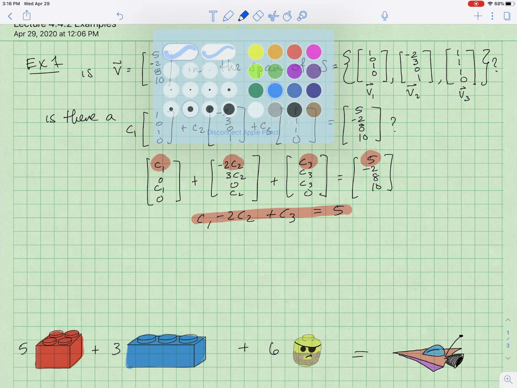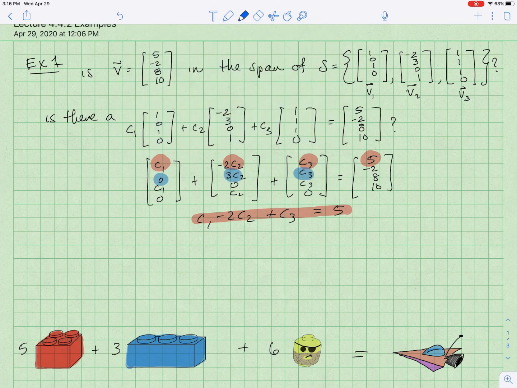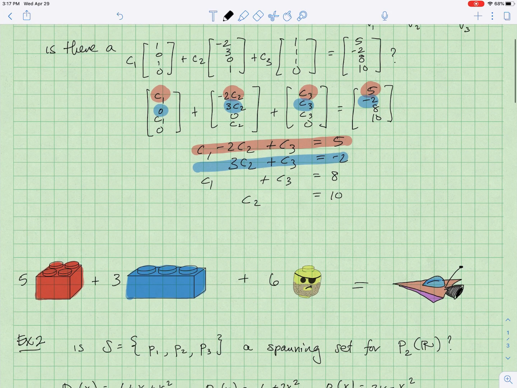My next equation will come from adding up the second row. And so I will get the equation 0 plus 3C2 plus C3 is equal to negative 2, and so on and so forth. So this will be C1 plus C3 is equal to 8, and then it looks like just C2 is equal to 10. So this is a linear system here.